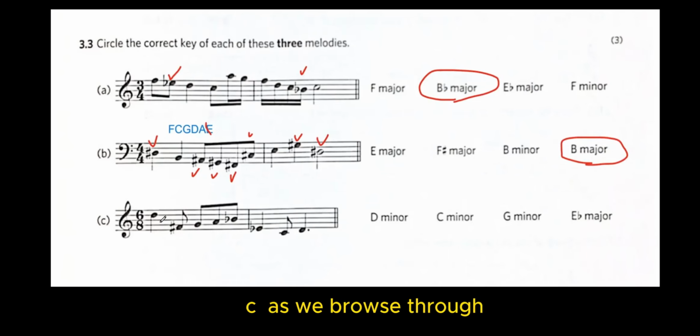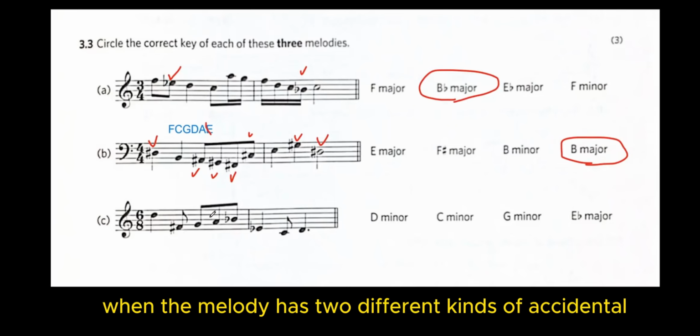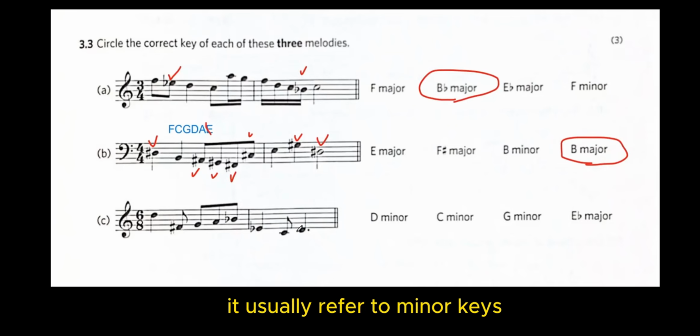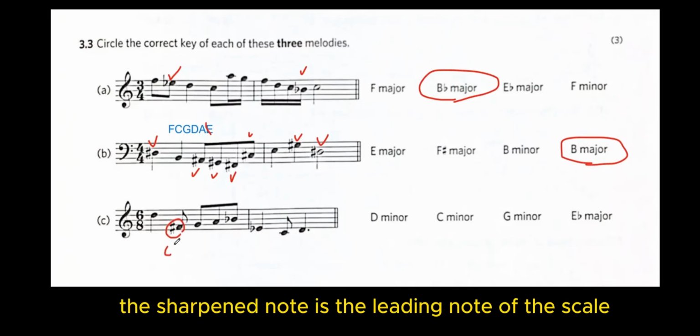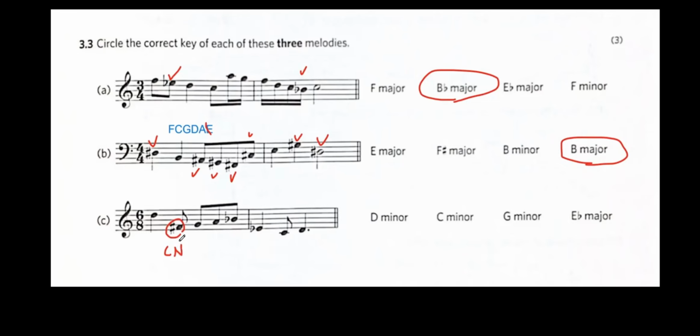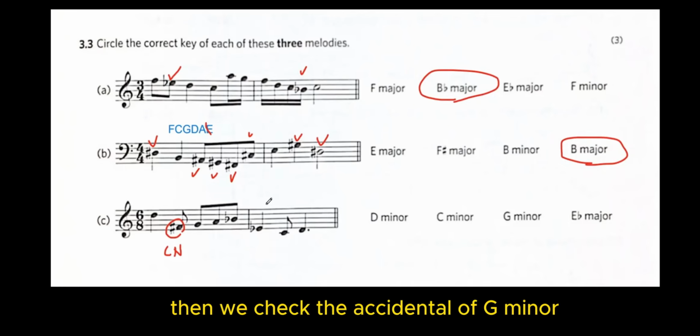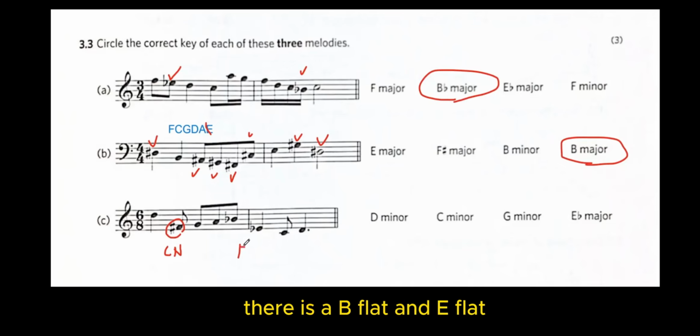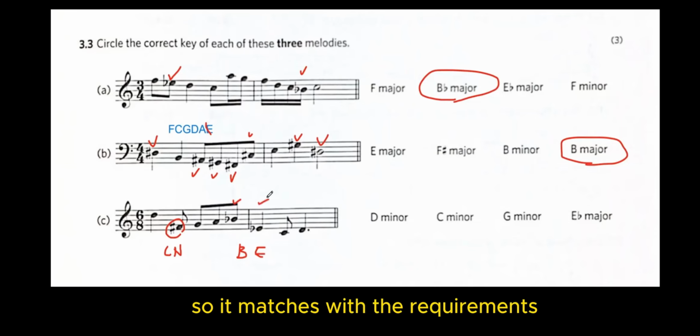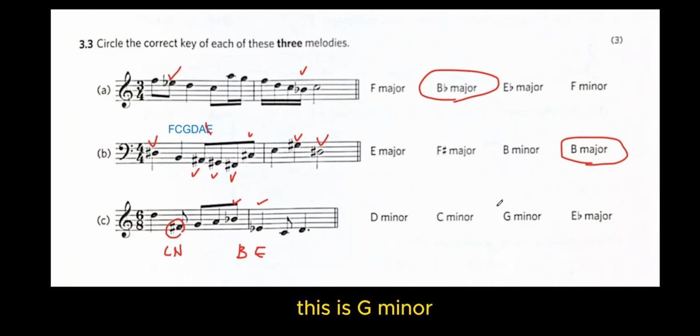C. As we browse through, we know that there are flats and also there is a sharp. Usually, when the melody has two different kinds of accidental, it's usually referred to minor keys. And we can assume the sharpened note is the leading note of the scale. And this is an F sharp. F sharp is the leading note of G minor. Then we check the accidental of G minor. G minor has two flats. There is a B flat and E flat. So it matches with the requirements. This is G minor.